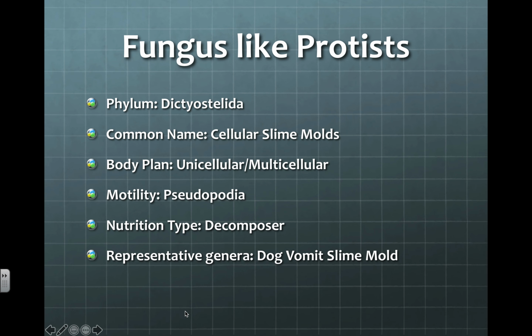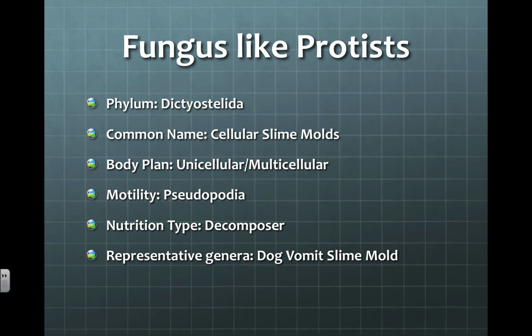All right, Dictyostelida is the phylum name. The common name is your cellular slime mold. It's unicellular, but, sorry, it moves as this multicellular formation. The motility is by pseudopods. Their nutrition type, they're decomposers.